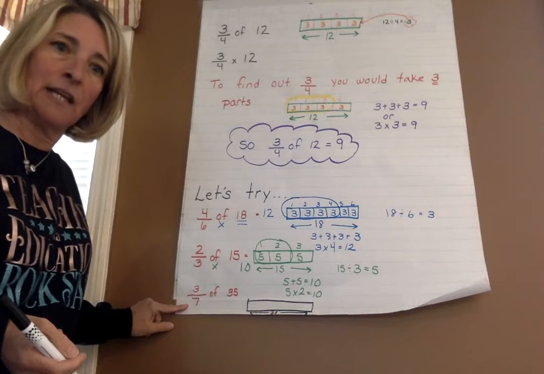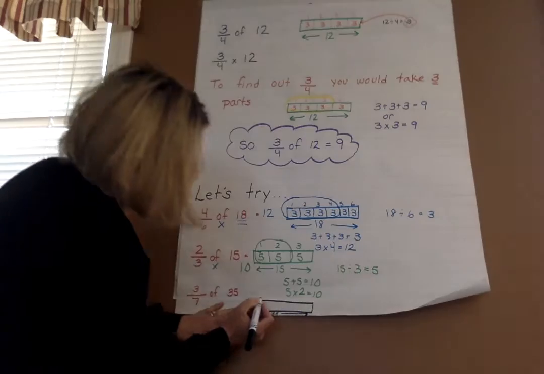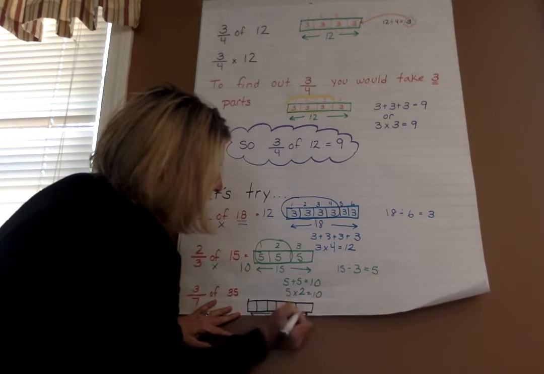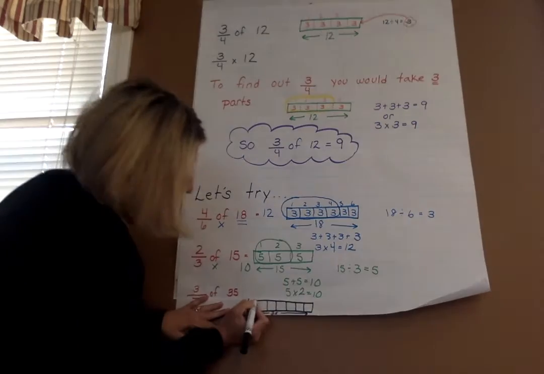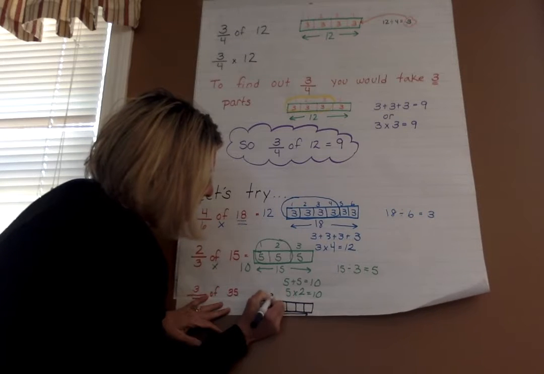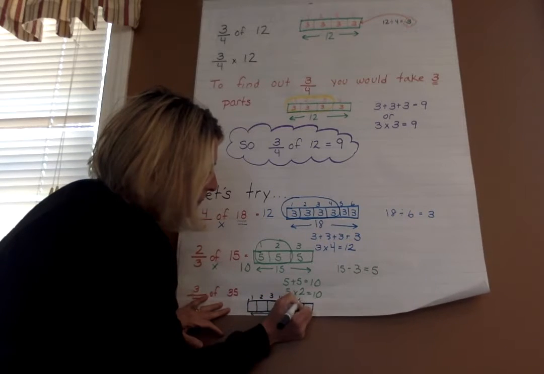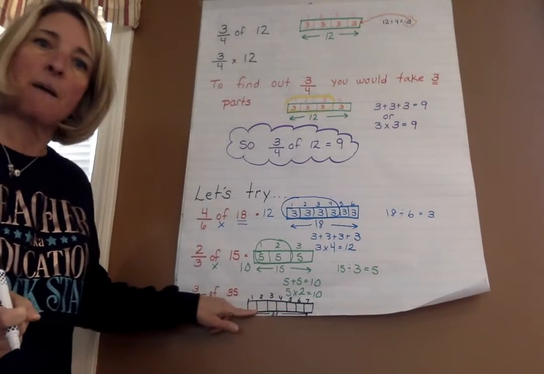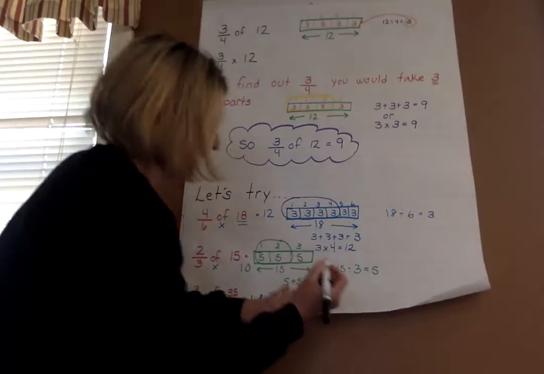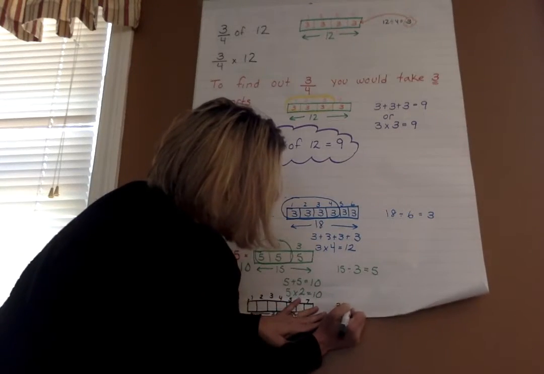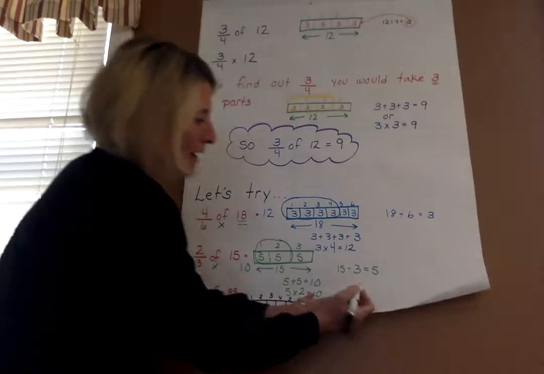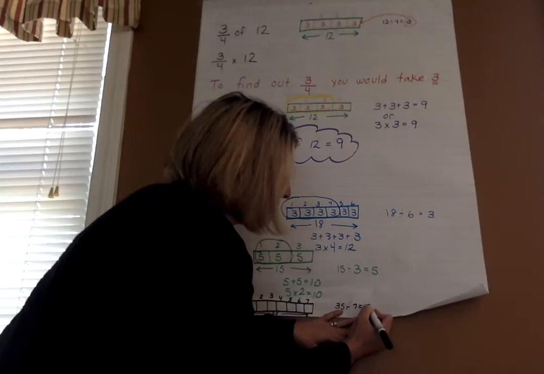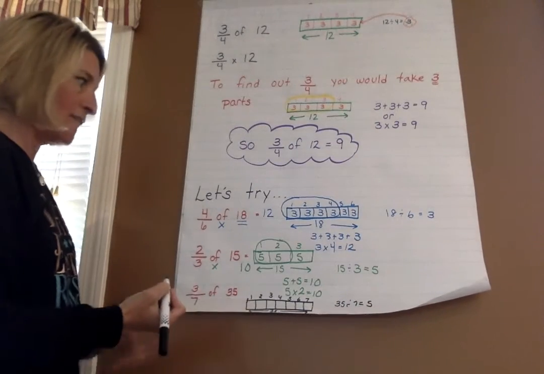I have to break it up into parts. So looking at my denominator, I know I have 7 parts. So I'm going to break it up into 7. 1, 2, 3, 4, 5, 6, 7. Should have 7. Okay? I have to figure out what each of these parts is worth, so I had to divide. I had to do the 35, the total, divided by how many parts? I have 7. So that tells me that each of these parts is worth 5.